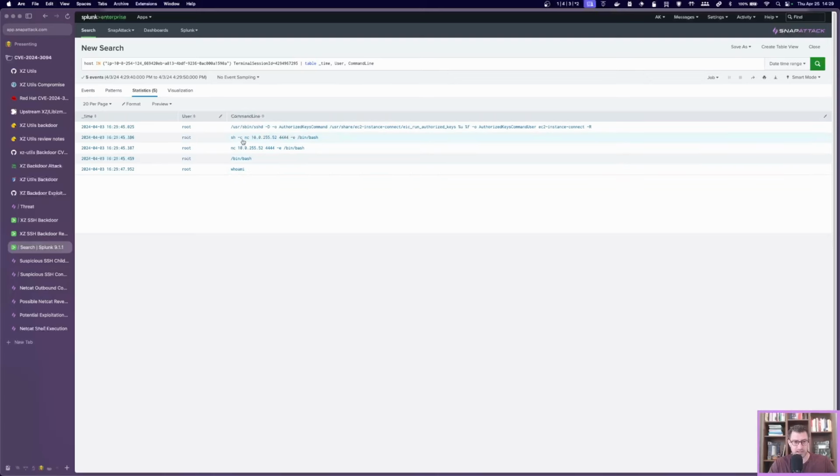So in this case, right, we see that they ran the command to create the reverse shell, and then they ran whoami. But if there's more, you could really get into the details of what happened and what the attacker was doing, or how they pivoted.